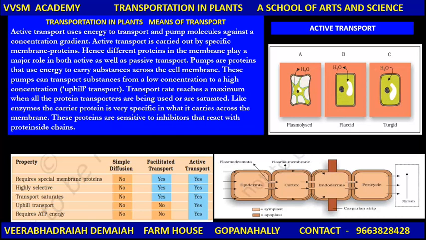Like enzymes, the carrier protein is very specific in what it carries across the membrane. These proteins are sensitive to inhibitors that react with protein side chains. So here this is plasmolysed, water outside the membrane. Here flaccid, water outside the membrane, and it is turgid, water inside enters into the membrane.